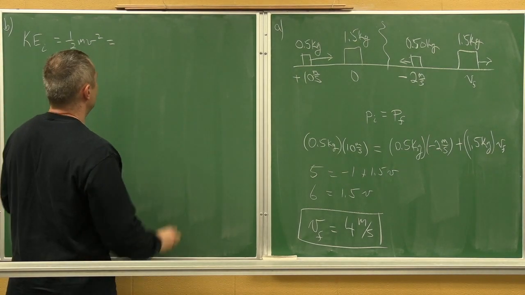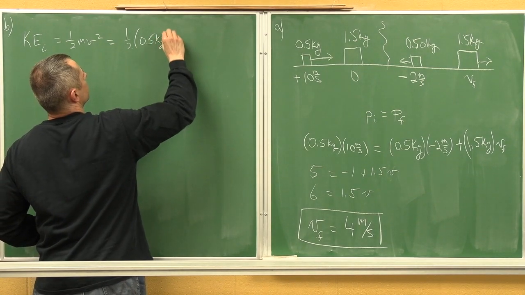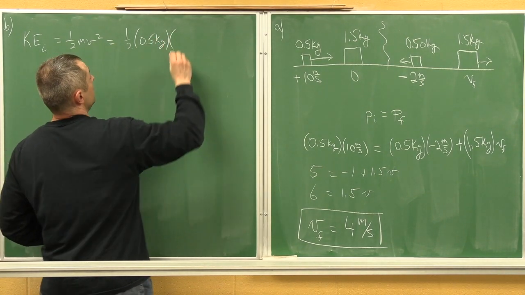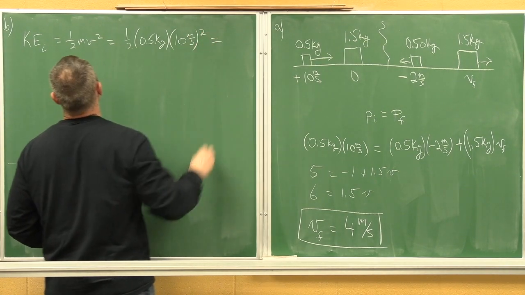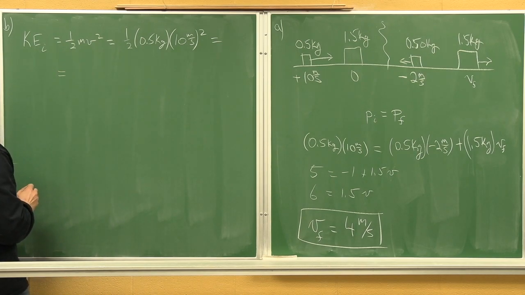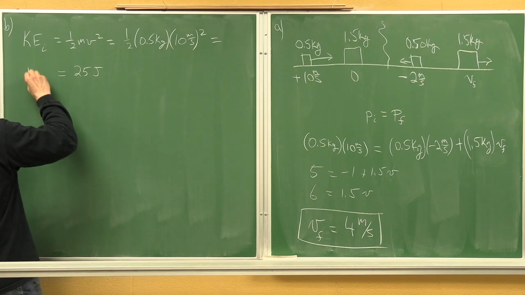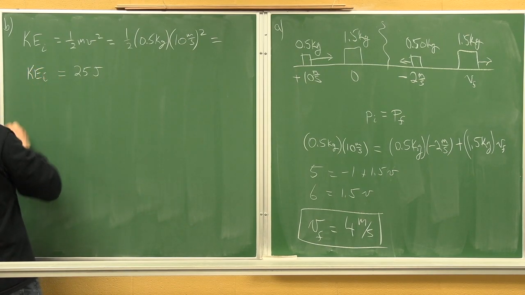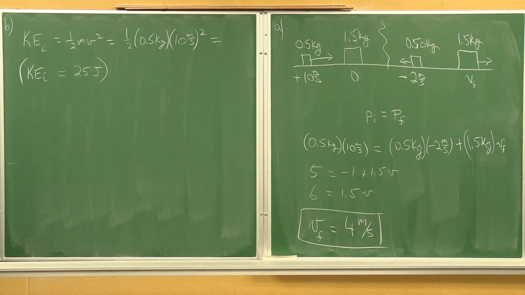And so I have 1/2, 0.5 kilograms, 10 meters per second. And what I get is, well, maybe I'll do it here. That's going to be 25 joules. So, just to highlight that a little bit.